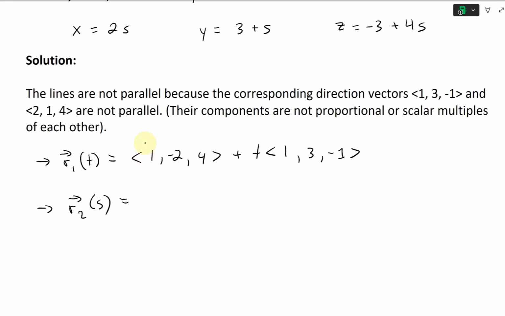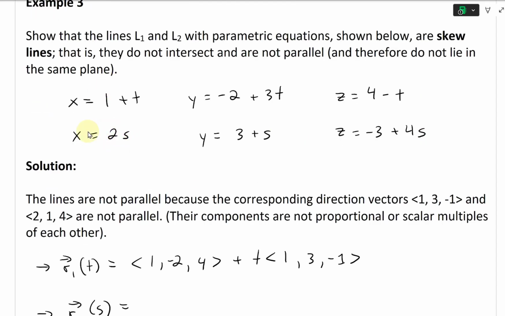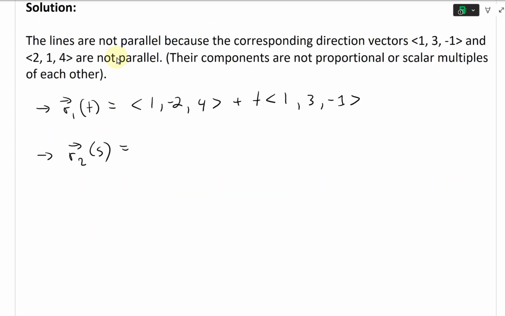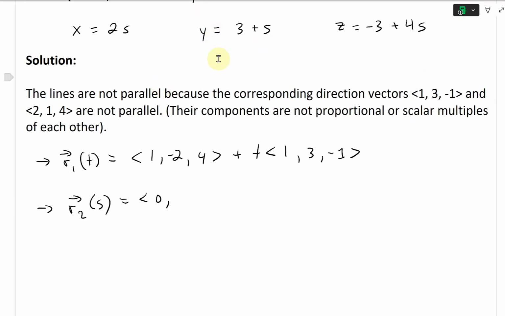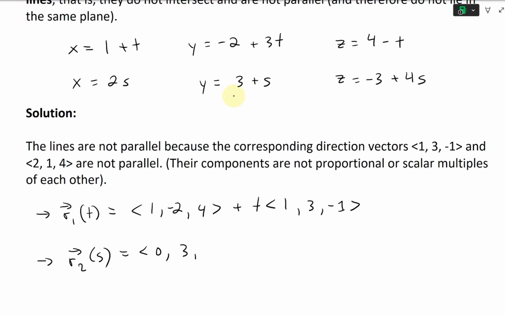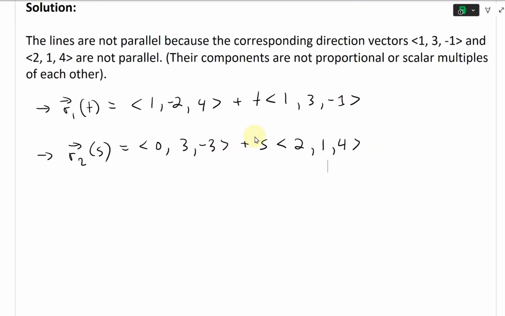So the point here is, this 2s, that's the direction number, and the starting position of the x component is 0. It doesn't show there, so it's 0. Then the next one is 3, the next one is negative 3. And then the next thing we're going to do is plus s, the parameter, times 2, 1, and then 4. Like that.